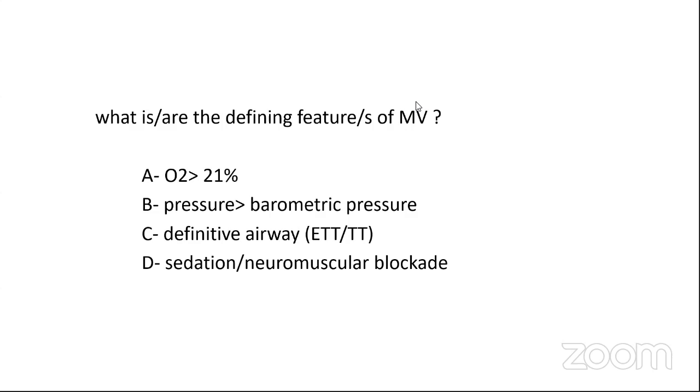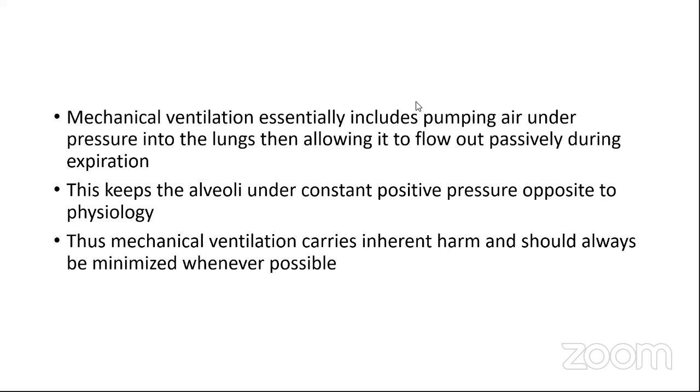Oxygen is the same. If a patient has no problem with oxygenation, his problem is only with airway or ventilation. So we can ventilate them on room air, oxygen 21%. But pressure is the essence of mechanical ventilation. Without pressure, there's no mechanical ventilation. So mechanical ventilation is always about pumping air under pressure into the lungs and then allowing it to flow passively outside of the lungs during the expiration.